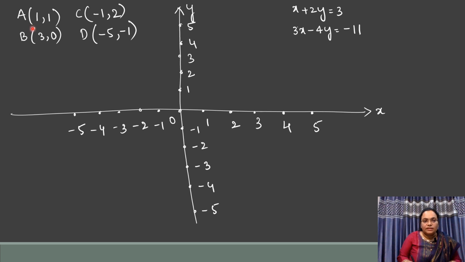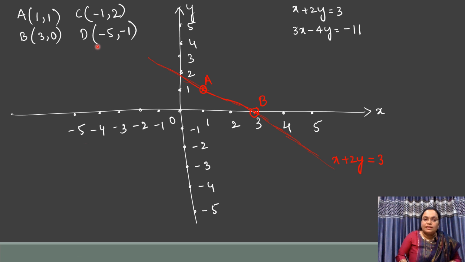The first point is (1, 1). So 1 on the x-axis and 1 on the y-axis, which is here. So the next one is (3, 0). 3 on the x-axis. So we don't have y, so which is here. Okay. I'm just joining these 2 points. So this is A and this is B.